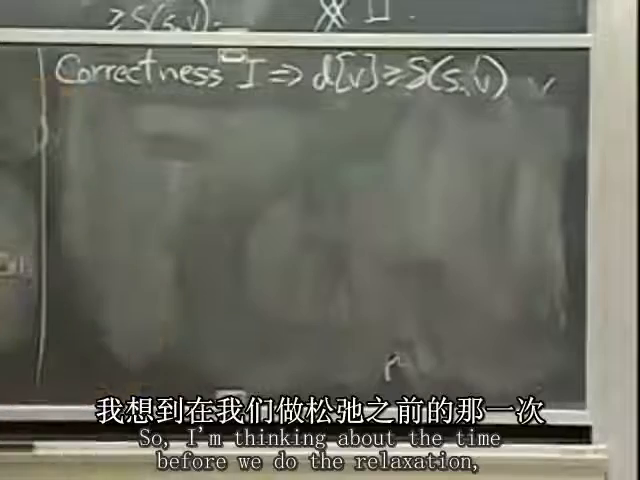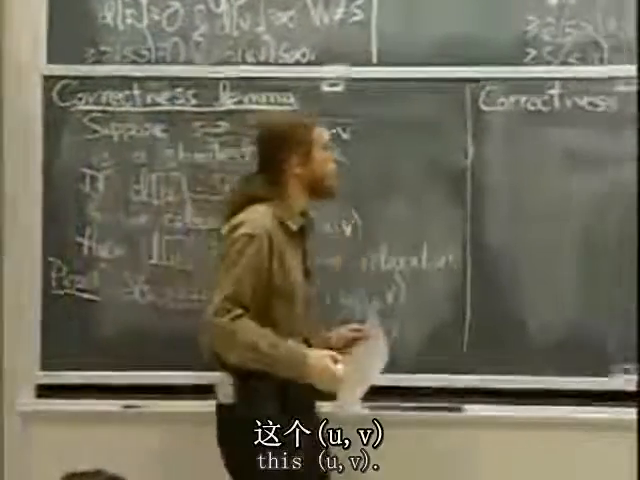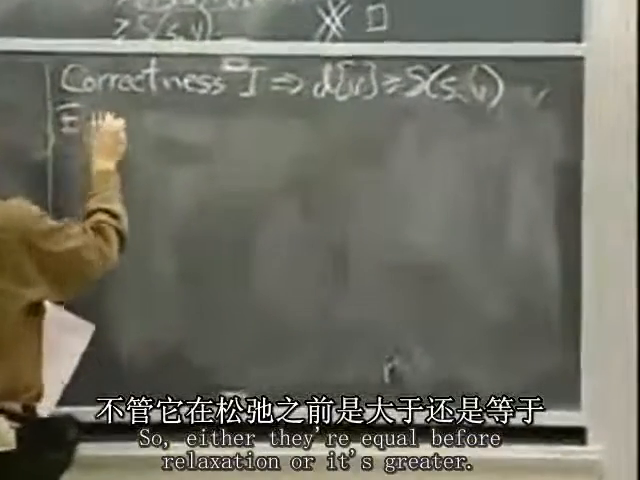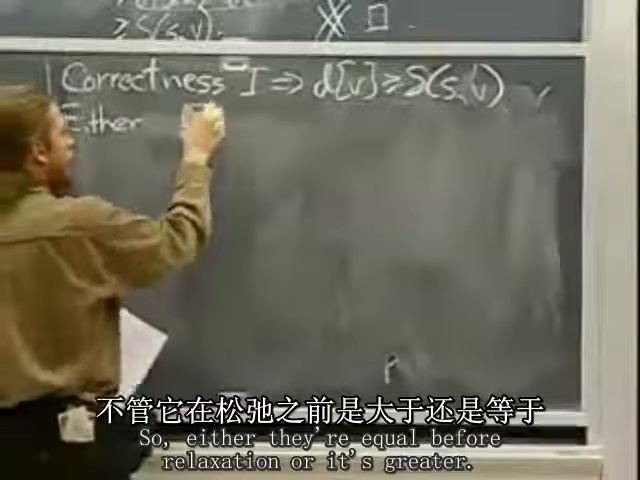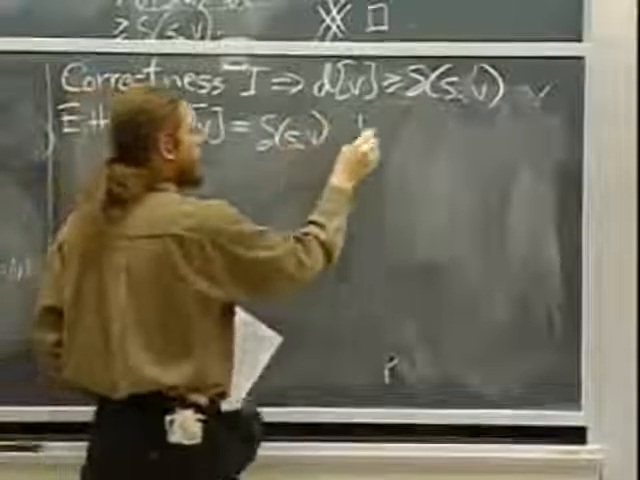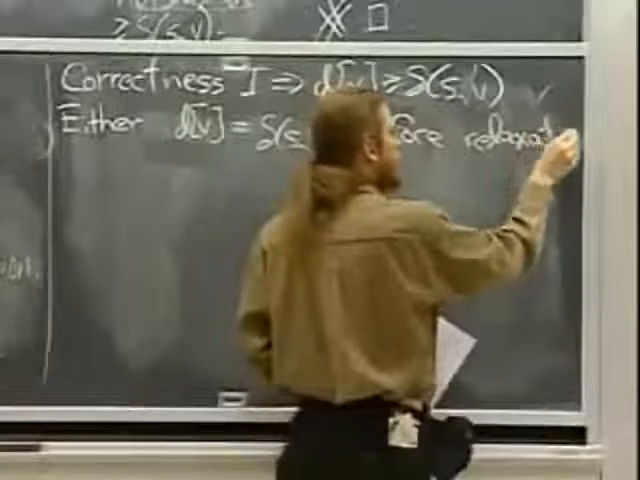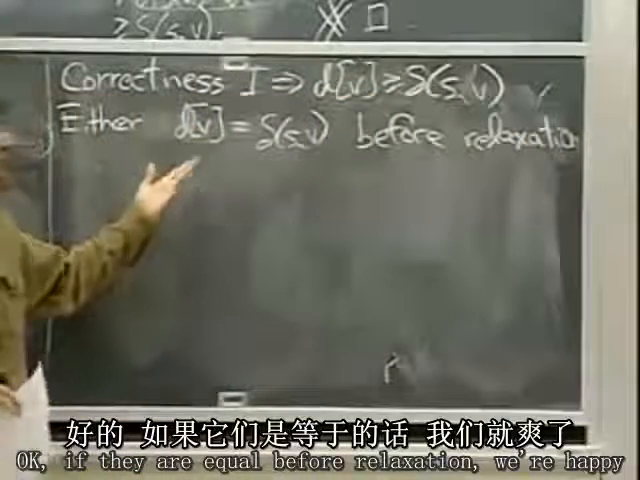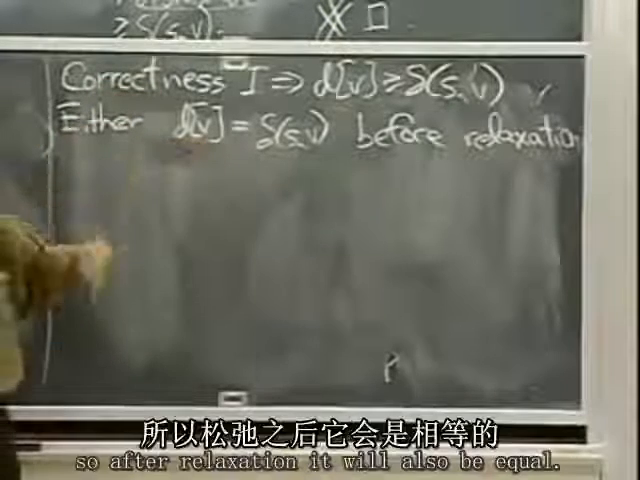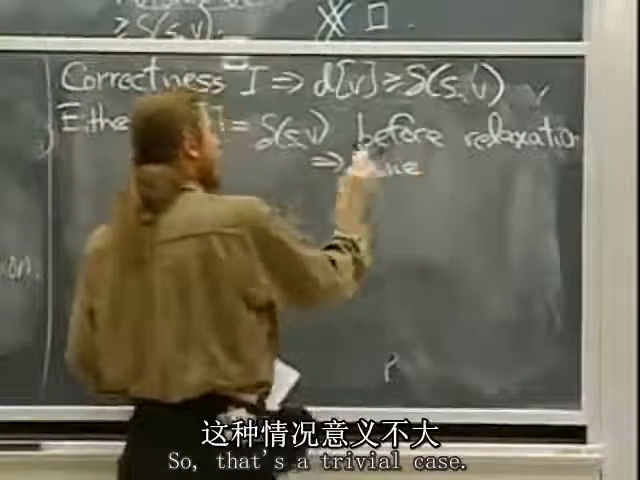So I'm thinking about the time before we do the relaxation of uv. At that point, this is certainly true. So either they're equal before relaxation, or it's greater. If they're equal before relaxation, we're happy, because relaxation only decreases values by correctness 1 and can't get any smaller than this. So after relaxation, it will also be equal. So in this case, we're done. That's a trivial case.